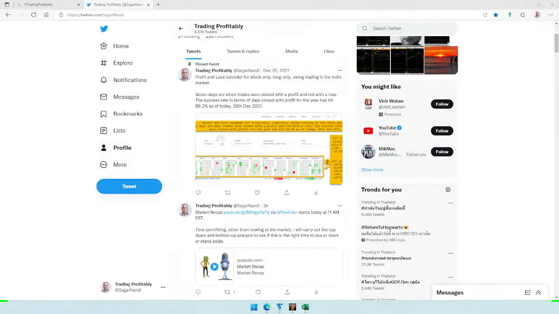Now we'll move on to the live systems. I mentioned that other than looking at the market, I will carry out a top-down analysis as well as bottom-up analysis to see if this is the right time to buy or short stocks or to stand aside.